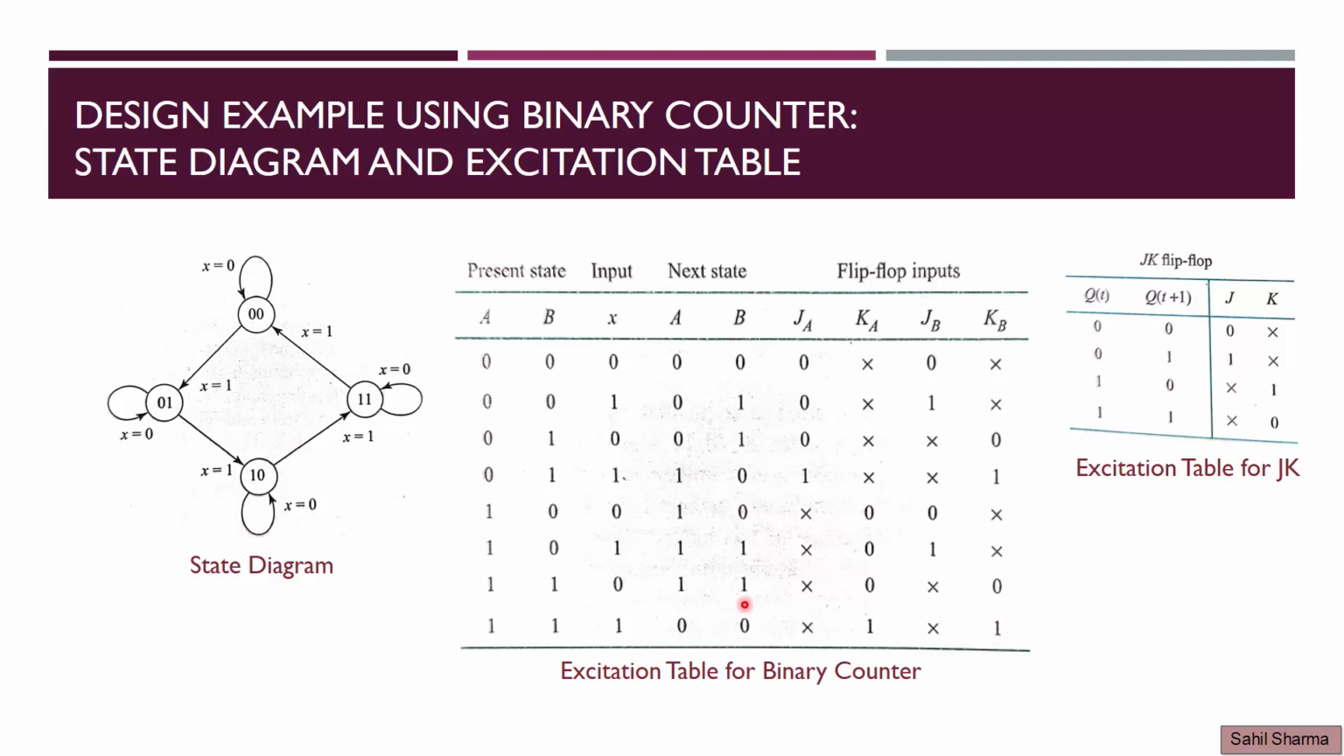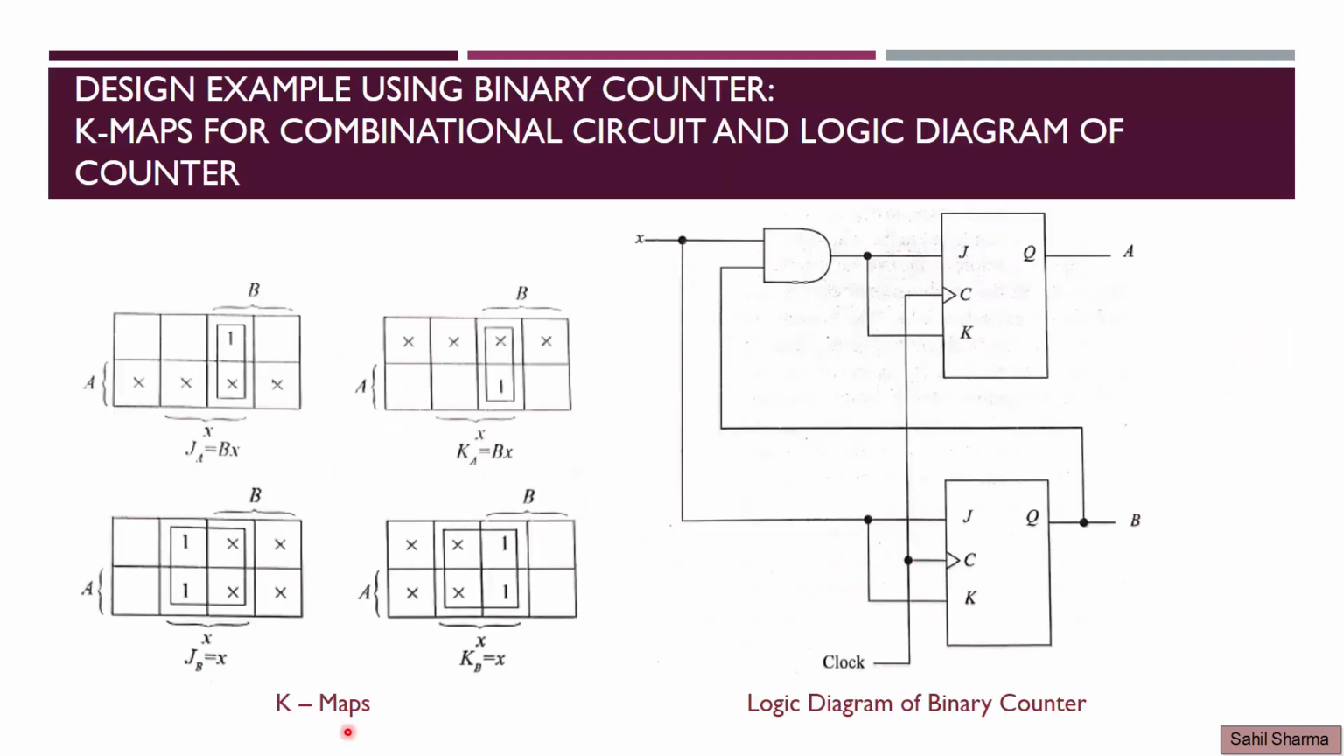Using this table, we can see that if present state is 1, next state is 0, so this is the third case, it will be x and 1. So don't care and 1 for the JK. So here it is. This is the K map generated based on the excitation table seen earlier, and using this K map we can design this logic diagram of the binary counter.